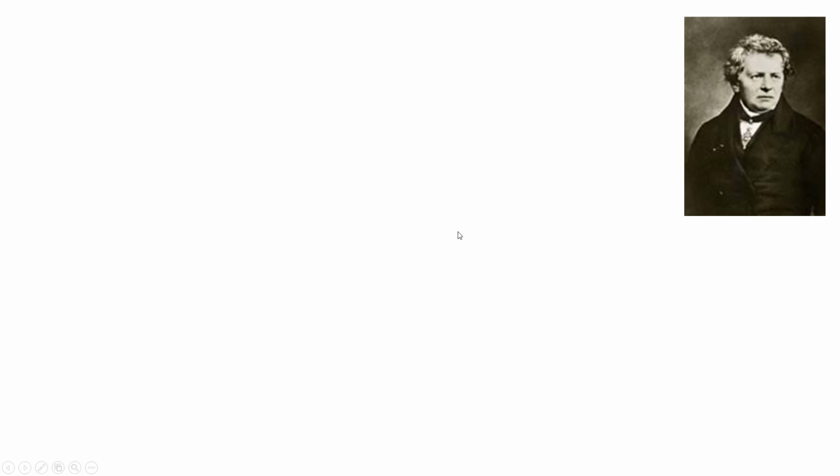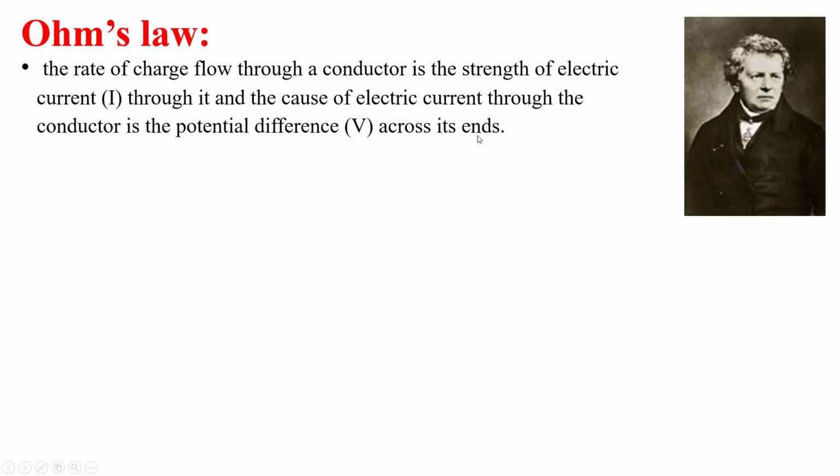So what is Ohm's law? Basically, Ohm was a scientist, and he presented the relationship between electric current and voltage. He says that the rate of charge flow through a conductor is the strength of the electric current through it, and the cause of electric current through the conductor is the potential difference across its ends.